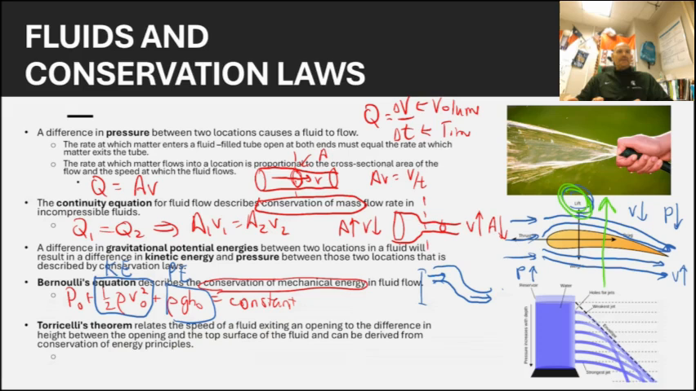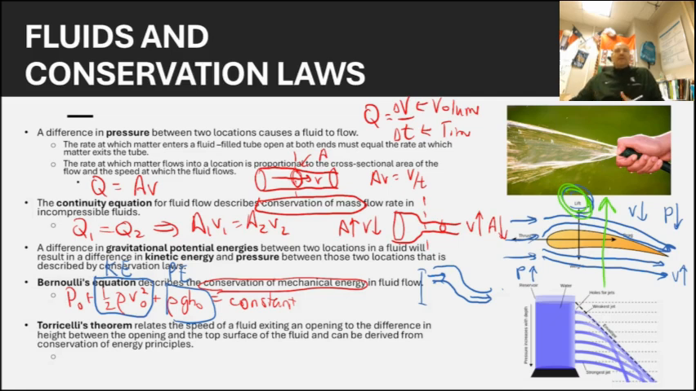And then the last thing here that we're going to talk about is something called Torricelli's theorem. There should be, or I will have, a YouTube short centered around this. I actually have a 3D printed Torricelli's demonstration device. It relates the speed of a fluid exiting an opening to the difference in height between the opening and the top surface of the fluid, and we derive it from conservation of energy principles.